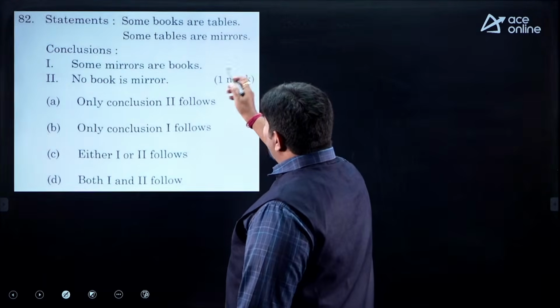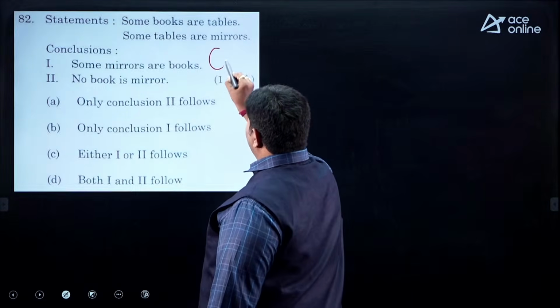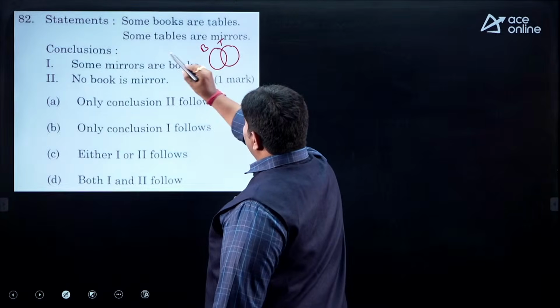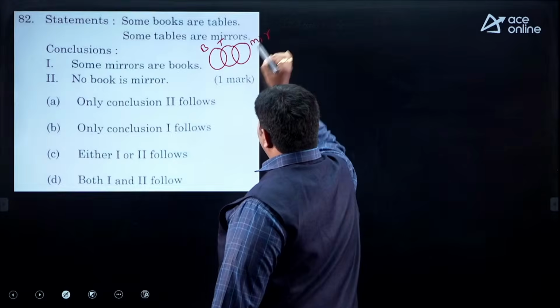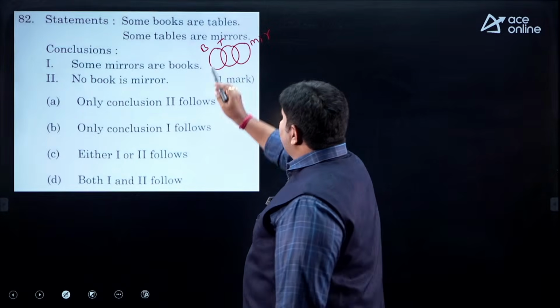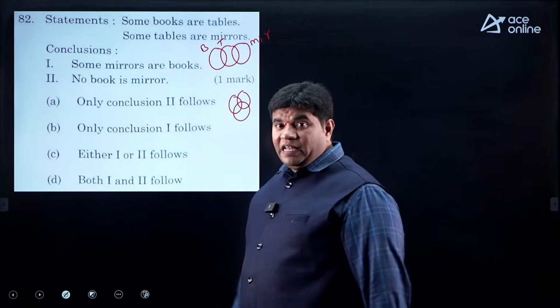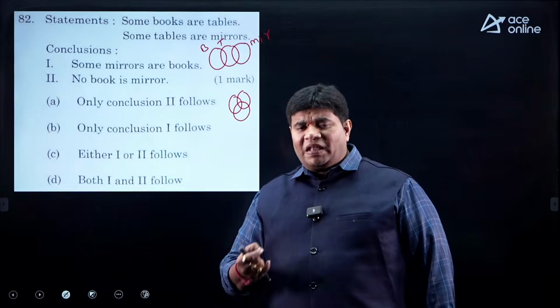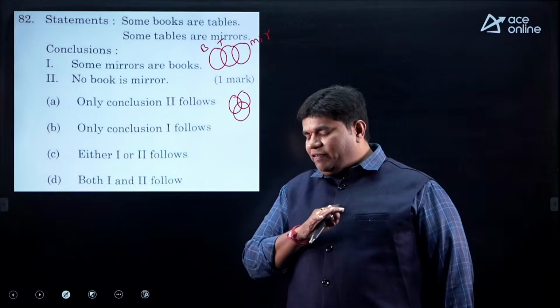Next, some books are tables. Okay, some books are tables. Some tables are mirrors. This is one type of diagram. Here the books-mirror relation is not given, maybe like this also. Okay, maybe like this also. So we are not getting the conclusion. Okay, we need perfect information, that is a conclusion. So we don't have a confirmation.